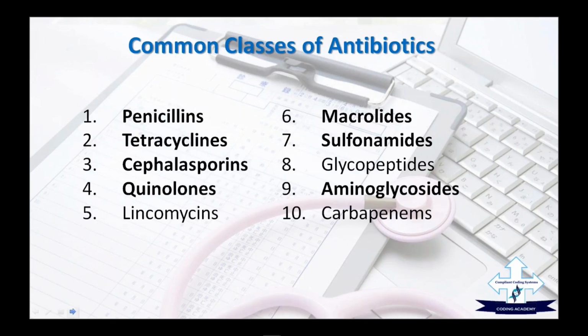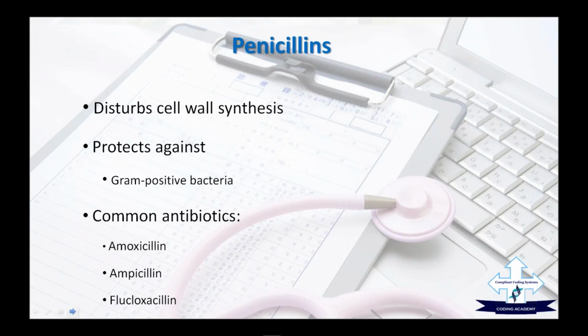So the 5 common classes, and you see here, I'm not going to go through them all, but we're going to go over penicillins, tetracyclines, cephalosporins, quinolones, macrolides, sulfonamides, and aminoglycosides. I'm very surprised that I could say these all. Okay, so we'll go through them one by one. Not all of them, but at least 5 of them. And of course, if you have any questions, folks, please stop me. I would be glad to address any questions you may have along the way.